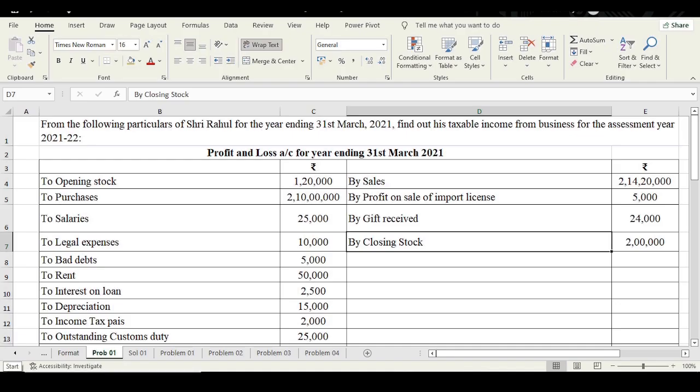This is the problem that we will be solving. Please freeze the screen and write down the problem so that you can solve it along with me for better understanding.